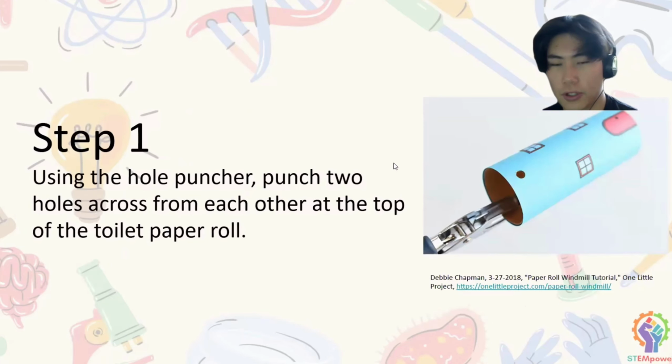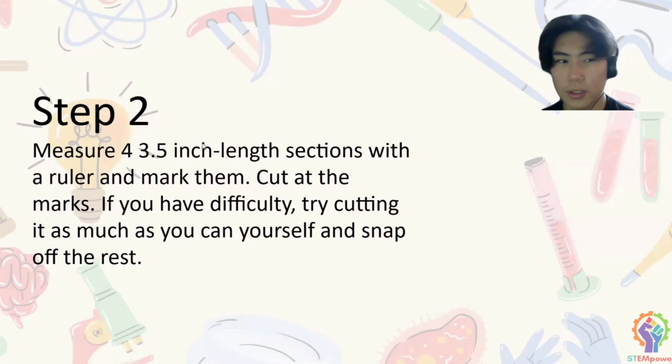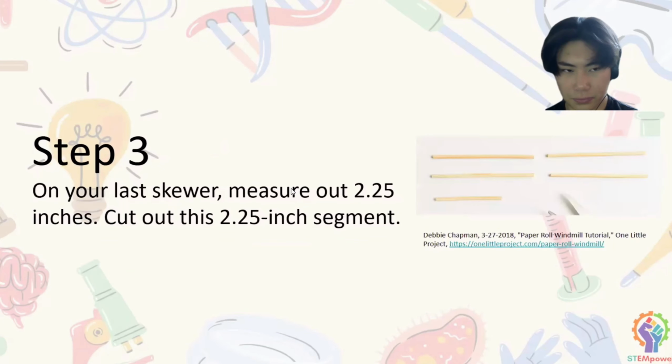So step 1, using the hole puncher, punch 2 holes across from each other at the top of the toilet paper roll, as seen right here. Step 2. Measure 4 3.5-inch length sections with a ruler and mark them. Cut out the marks. If you have difficulty, try cutting as much as you can yourself and snap off the rest. Step 3. On your last skewer, measure out 2.25 inches. Cut out this 2.25-inch segment.